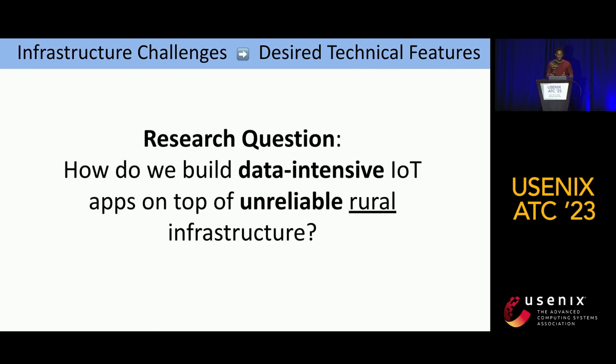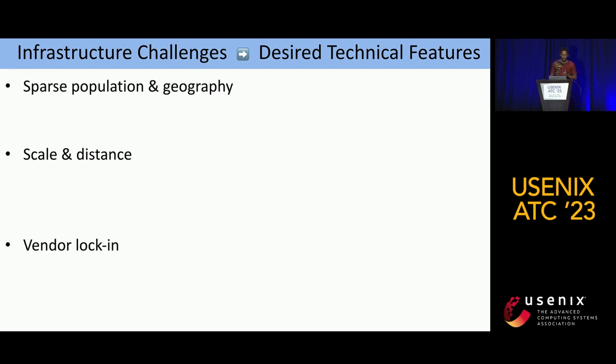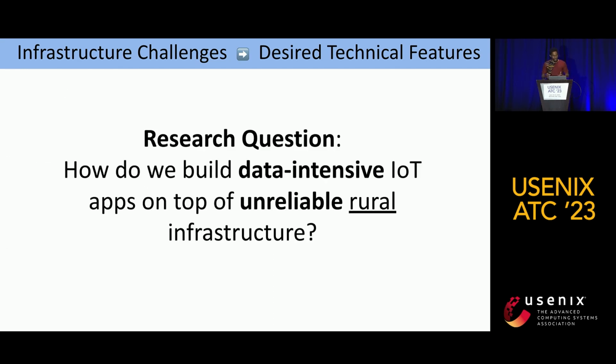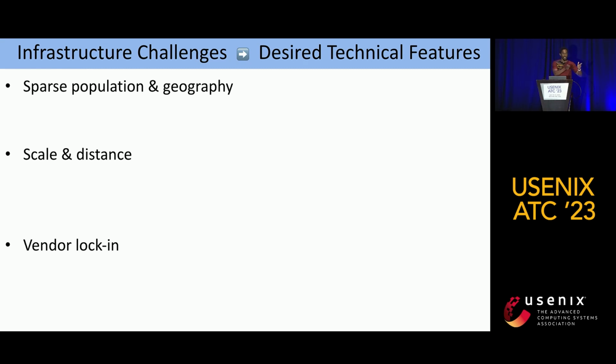Well, the research question we're trying to address then is, how do we build data-intensive applications on top of unreliable rural infrastructure? The way that we can resolve a lot of these issues is by mapping the infrastructure challenges on the left to desired system features on the right.